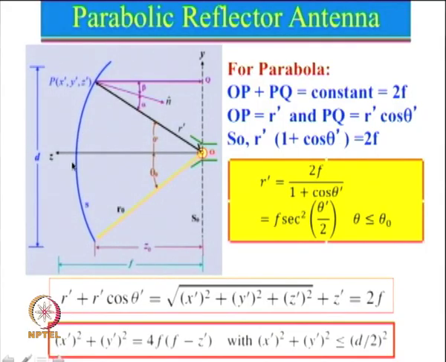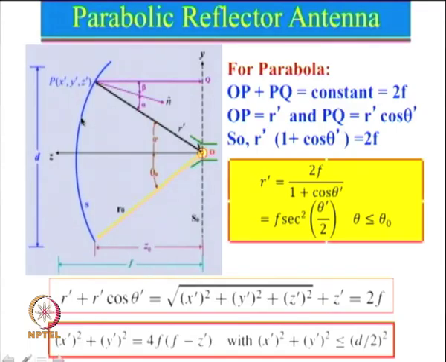This is a parabolic reflector antenna which is shown over here, and we can see that there is a feed which is put at the focal point. The property of the parabolic reflector is that if we look at the focal point, then the distance from here to the surface and reflected back remains constant for any angle theta. So, for example, if we say this is O, this is P and this is Q, then OP plus PQ is constant.